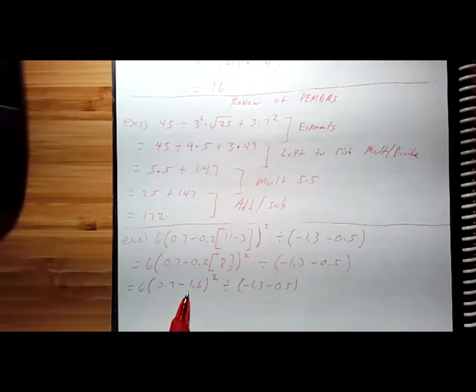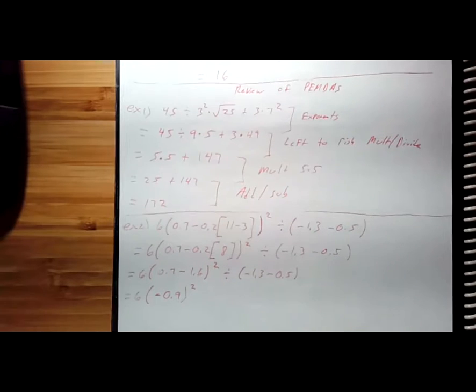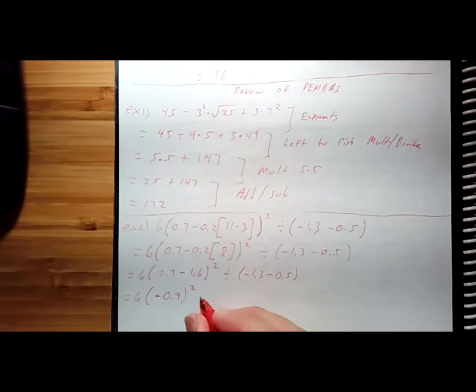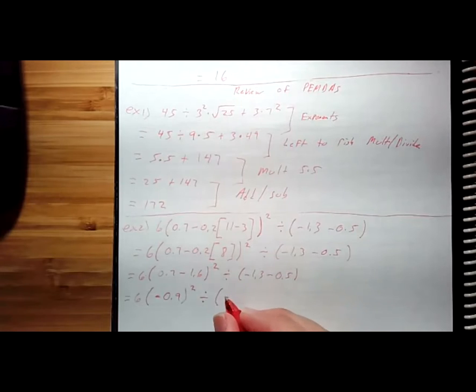So 0.7 minus 1.6. What's that going to be? Wouldn't it be 0.9? Yeah, but we're going to keep the sign of the bigger one, right? Negative 0.9. Negative 1.3 minus 0.5. Just add them together and keep the sign. Wouldn't it be negative 1.8? Yeah. Okay.